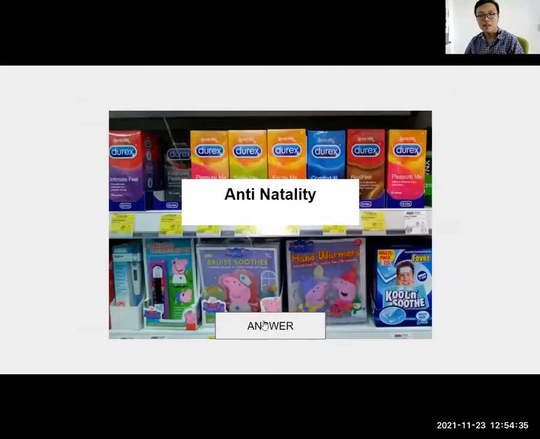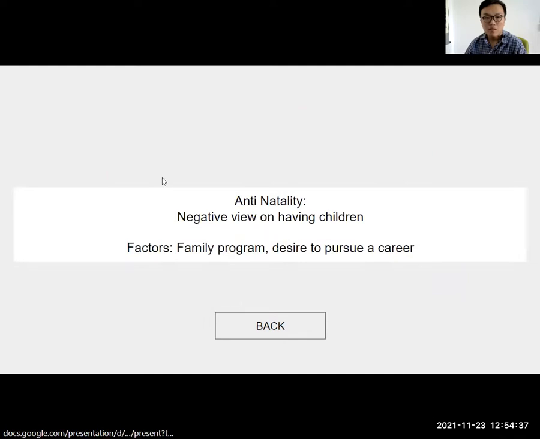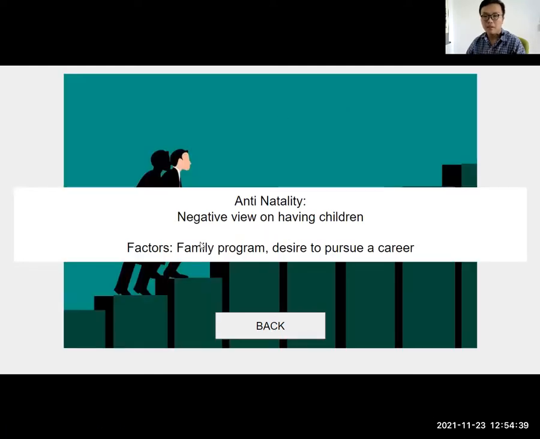Right, antinatality. So it is a negative view on having children. It's the opposite of pronatality, in which you are encouraged to have children. So the factors are family programs and the desire to pursue a career. So for example, if the woman wants to pursue a career, she'll put off marriage.